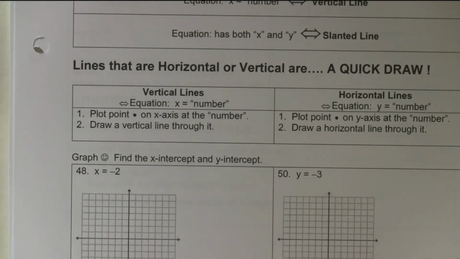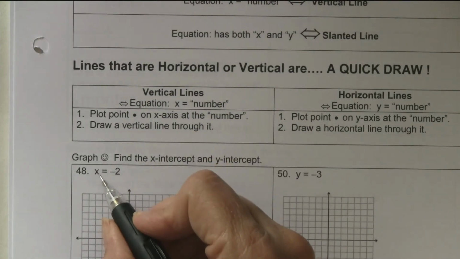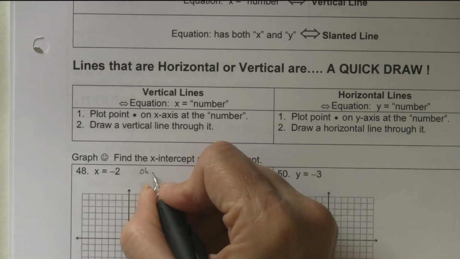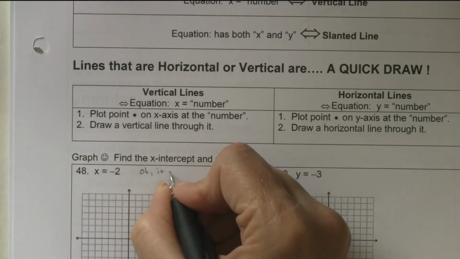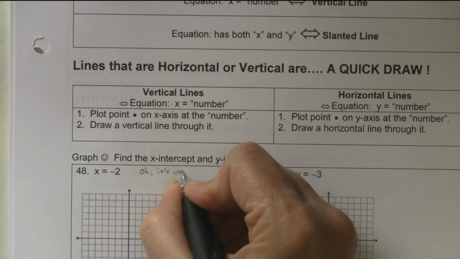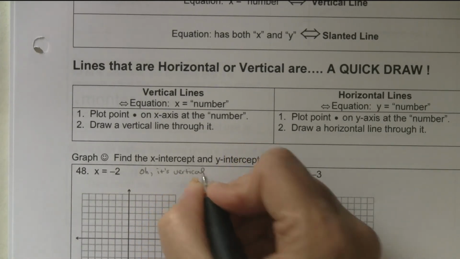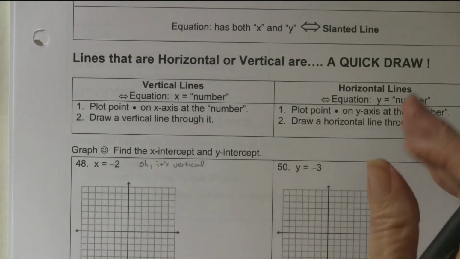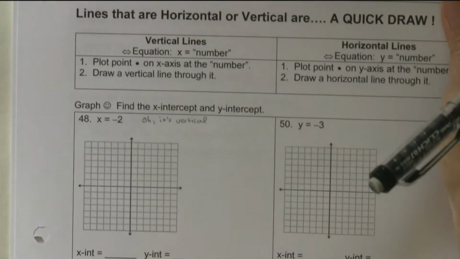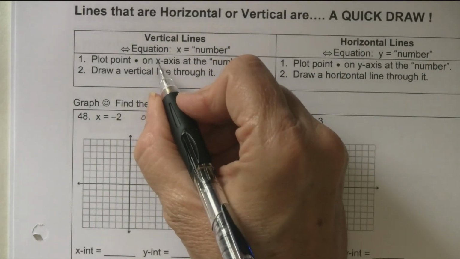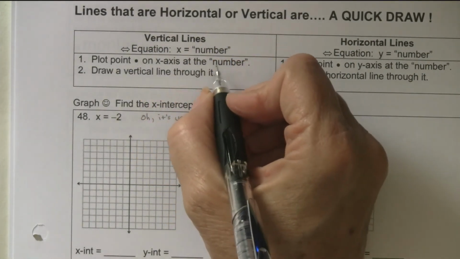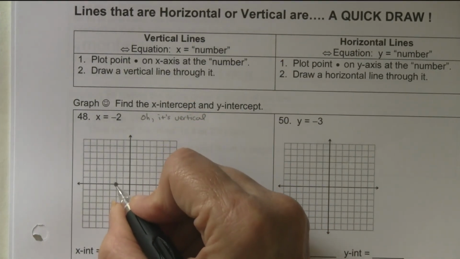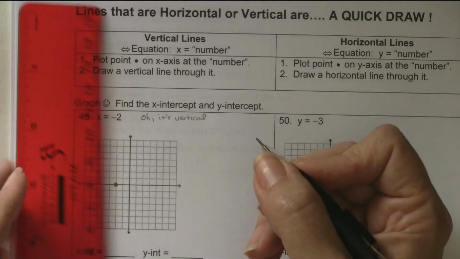And so if it has x in it only, it's a vertical line. So that's the first thing to notice: it's vertical. And then I can quick draw it if it's vertical. I don't need to get 3 points on it. All I need is to know that it's vertical and 1 point. And how you can get 1 point is just go on the x-axis and plot your number. So here's my x-axis, plot -2, and now draw the vertical line through it.